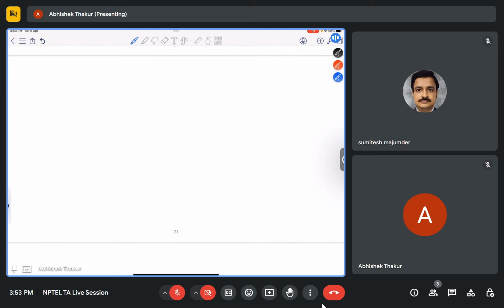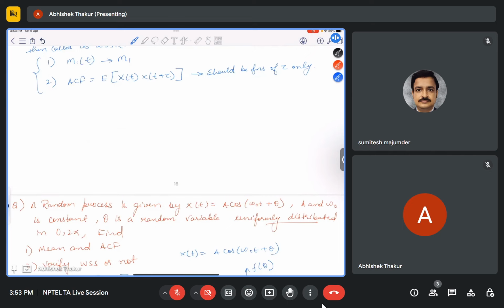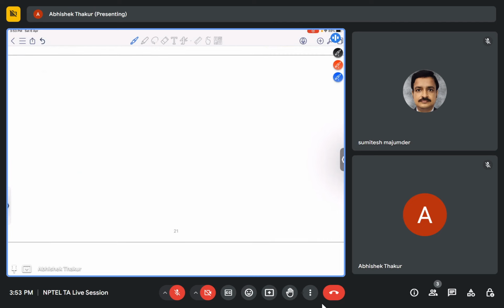So let's take one more question. The first question we have taken was x(t) = A cos(ω₀t + θ), where θ is a random variable uniformly distributed from 0 to 2π. Same question we will take.